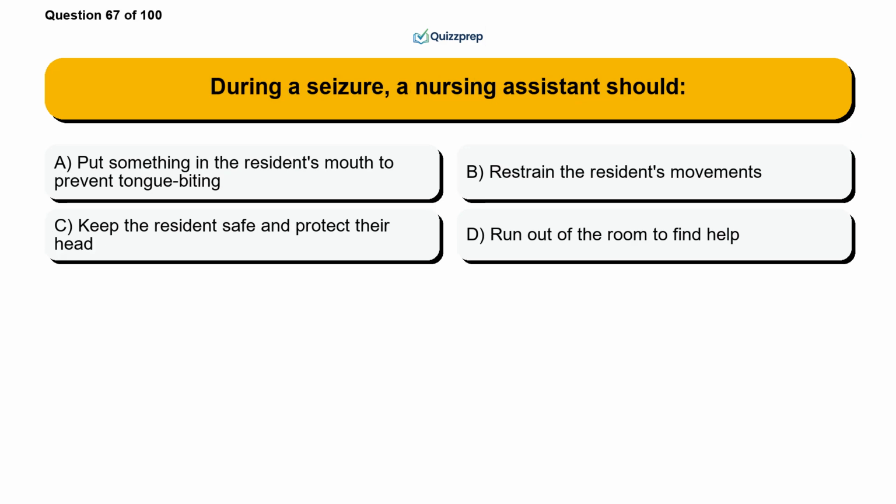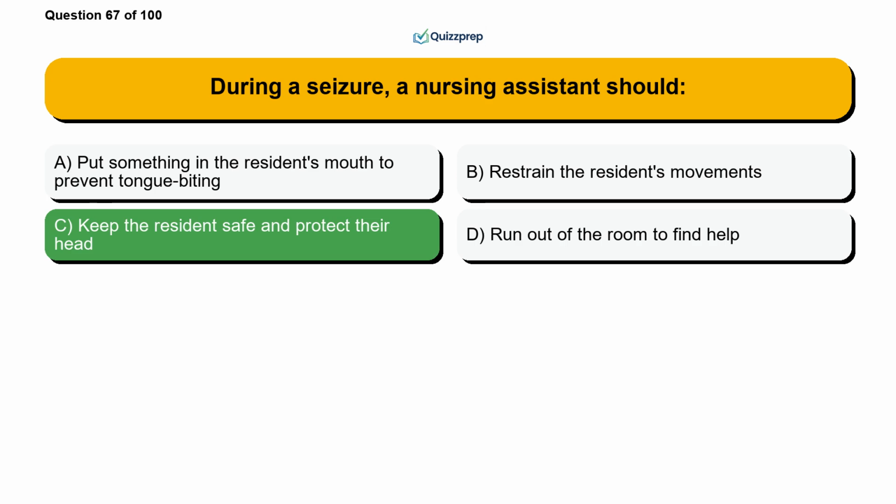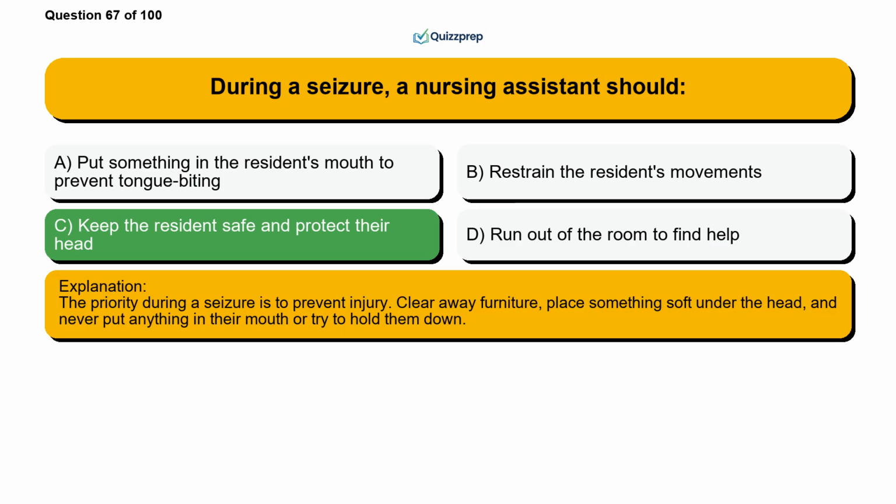Question 67. During a seizure, a nursing assistant should: Option A, put something in the resident's mouth to prevent tongue biting. Option B, restrain the resident's movements. Option C, keep the resident safe and protect their head. Option D, run out of the room to find help. The correct answer is option C. Keep the resident safe and protect their head. The priority during a seizure is to prevent injury. Clear away furniture, place something soft under the head, and never put anything in their mouth or try to hold them down.